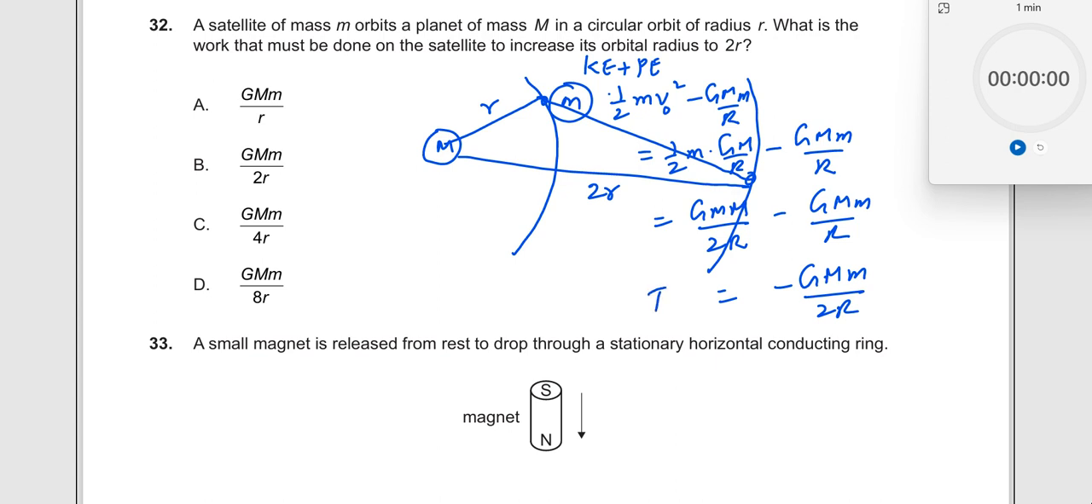So you are getting a total energy to be negative. What do you mean by that? It means that the particle is bound. Of course, it is true because it's rotating around it. Otherwise, it would have escaped from here. Minus GMm by 2r. This is the total energy at this point.